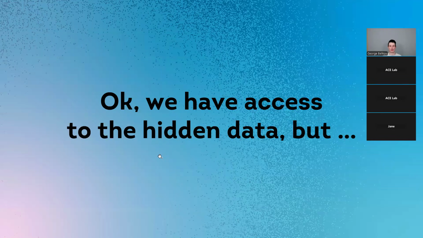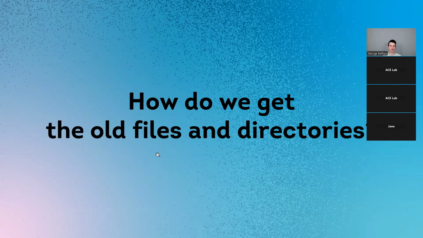So, all right, we have access to the hidden data. We have information on it, it's all right. But how do we get the old files and directories? Because right now we don't have metadata, we don't have file systems, we don't have anything. We have just some access to the data. How can we combine them all together?